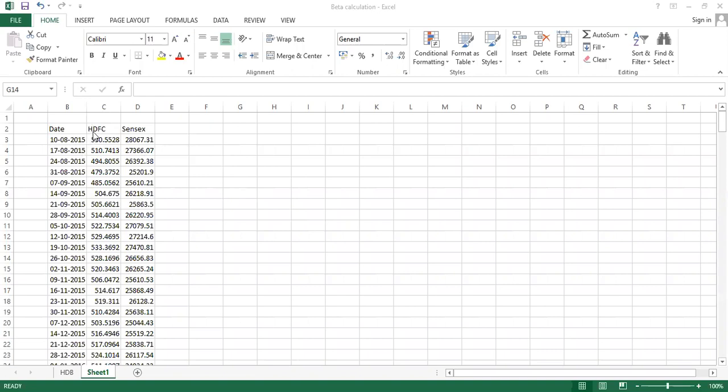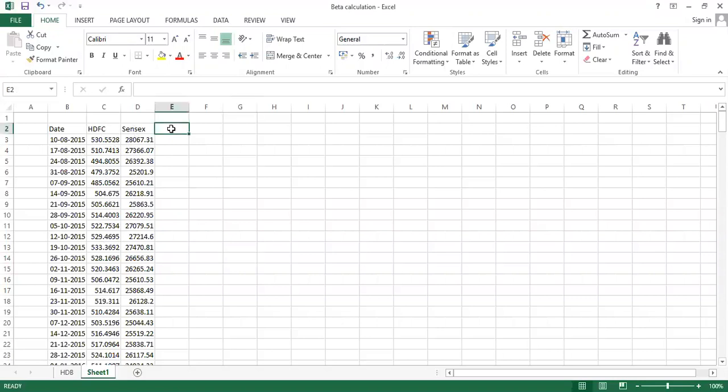I'm using the data of HDFC Bank and Sensex. So this data is for the last 5 years, starting from 10th August 2015 to 10th August 2020. It's a weekly data, right? So you have the weekly prices of HDFC, and for the same days you have weekly prices of Sensex. Please note these prices are adjusted closing prices at the end of the particular day.